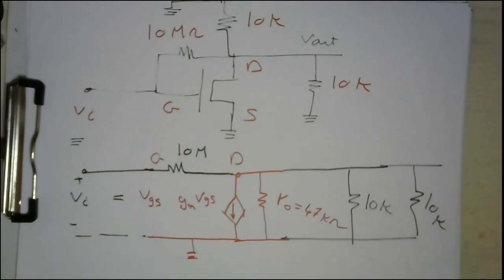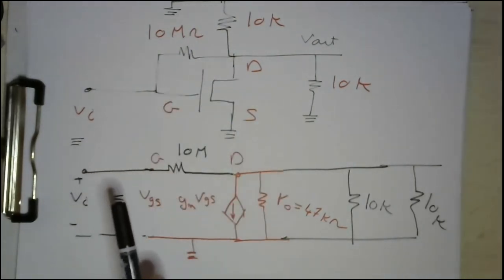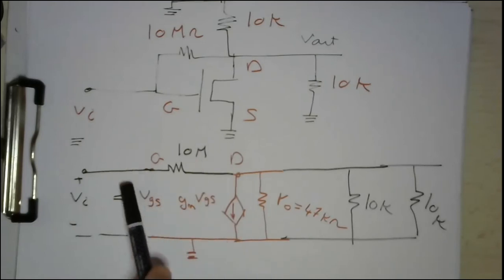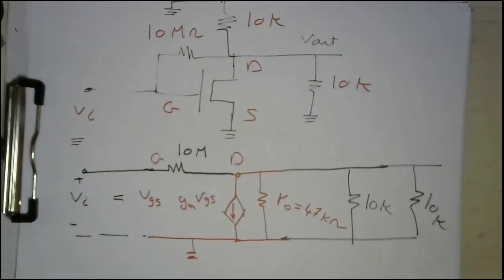So this is the overall circuit model. The red part is a constant part, regardless of the circuit. And the black part is dependent on the circuit, so this may differ from one circuit to another. What we are seeking is the small signal voltage gain.